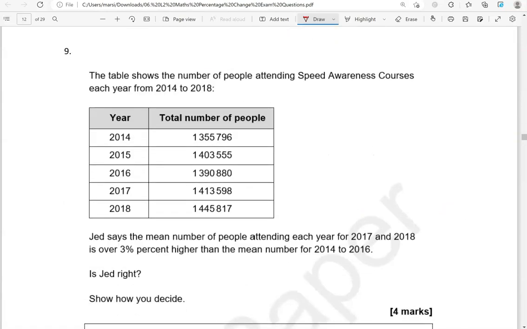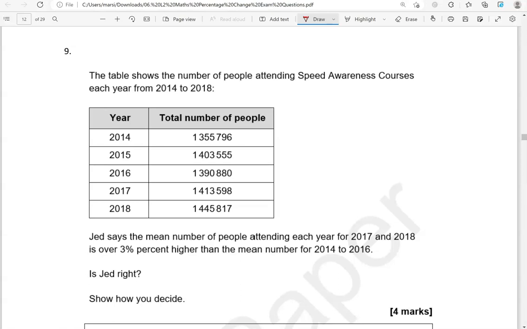The table shows the number of people attending speed awareness courses each year from 2014 to 2018. Jed says the mean number of people attending each year for 2017 and 2018 is over 3% higher than the mean number for 2014 to 2016. Is Jed right? Show how you decide.